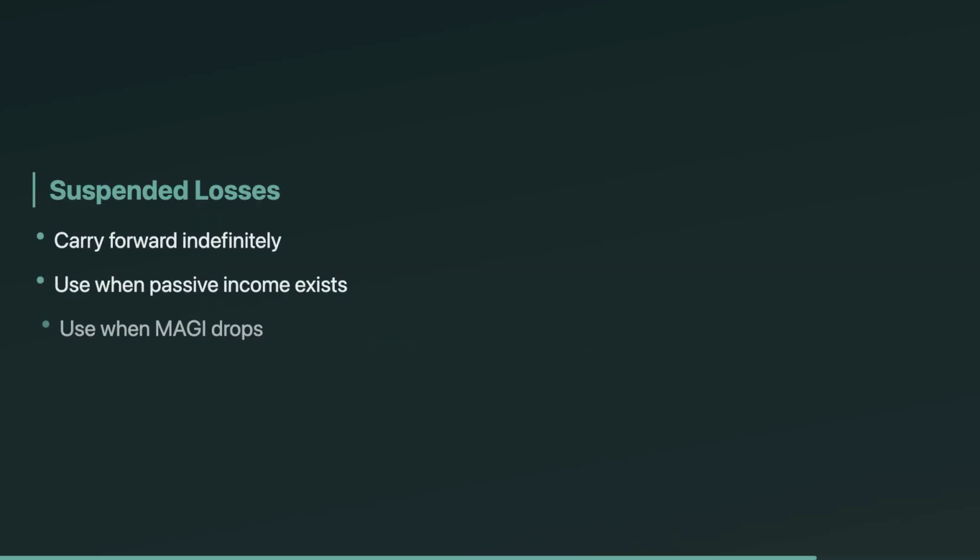When losses are limited, they don't disappear. They become suspended passive losses carried forward indefinitely. Two big release valves show up on exams. 1. Your income drops enough that the special allowance becomes available again, so you can use current and prior suspended losses. 2. You dispose of the entire interest in the activity in a fully taxable transaction. Then any remaining suspended losses are freed up.